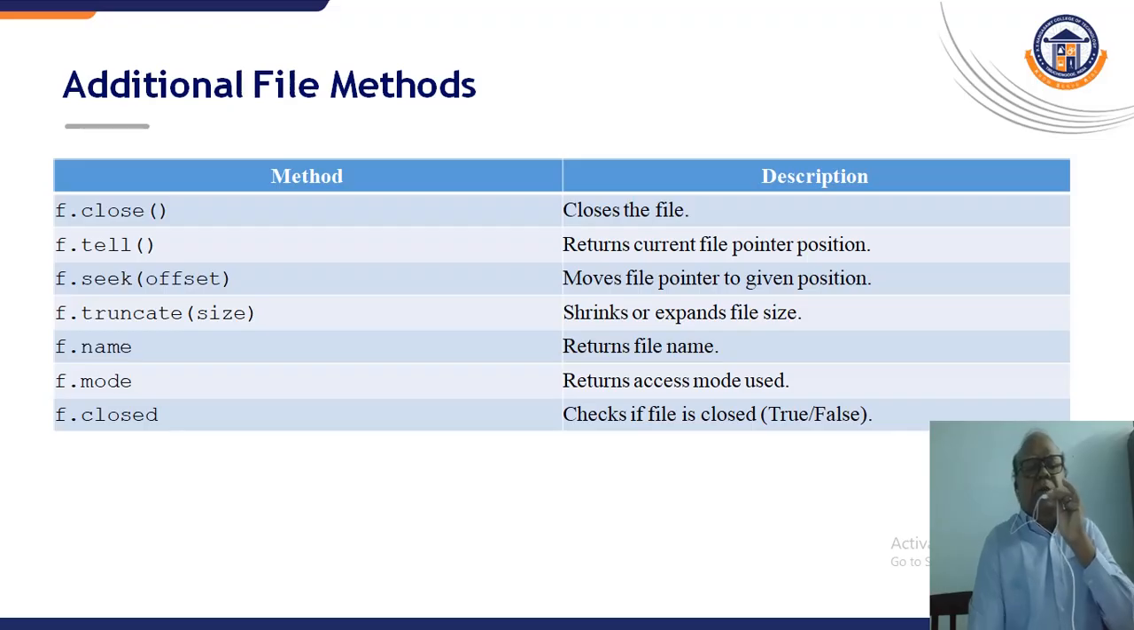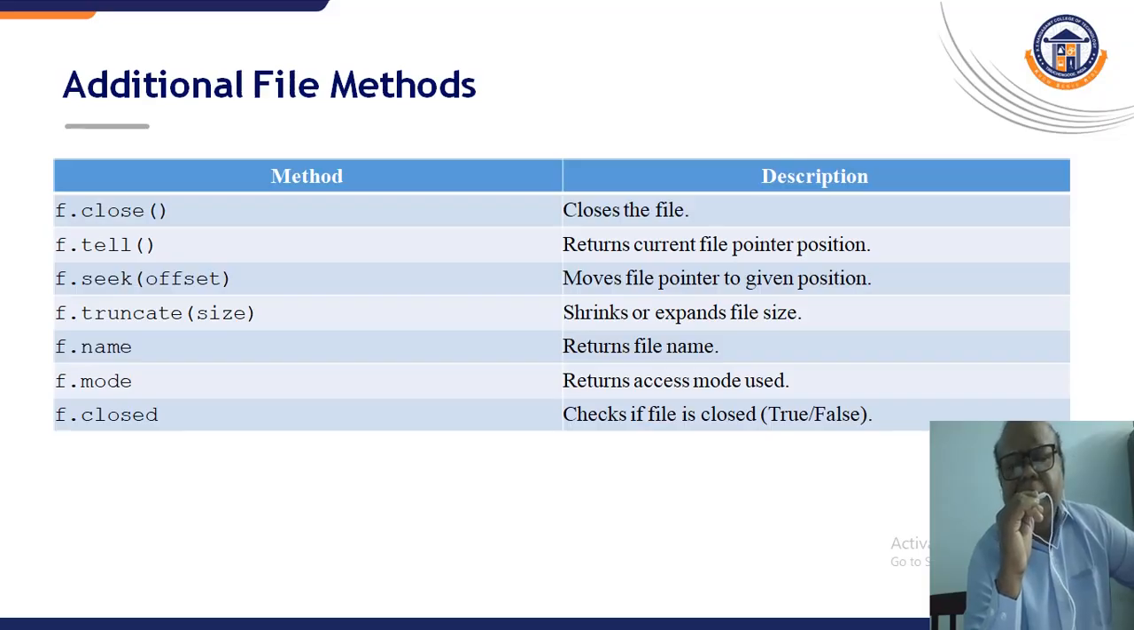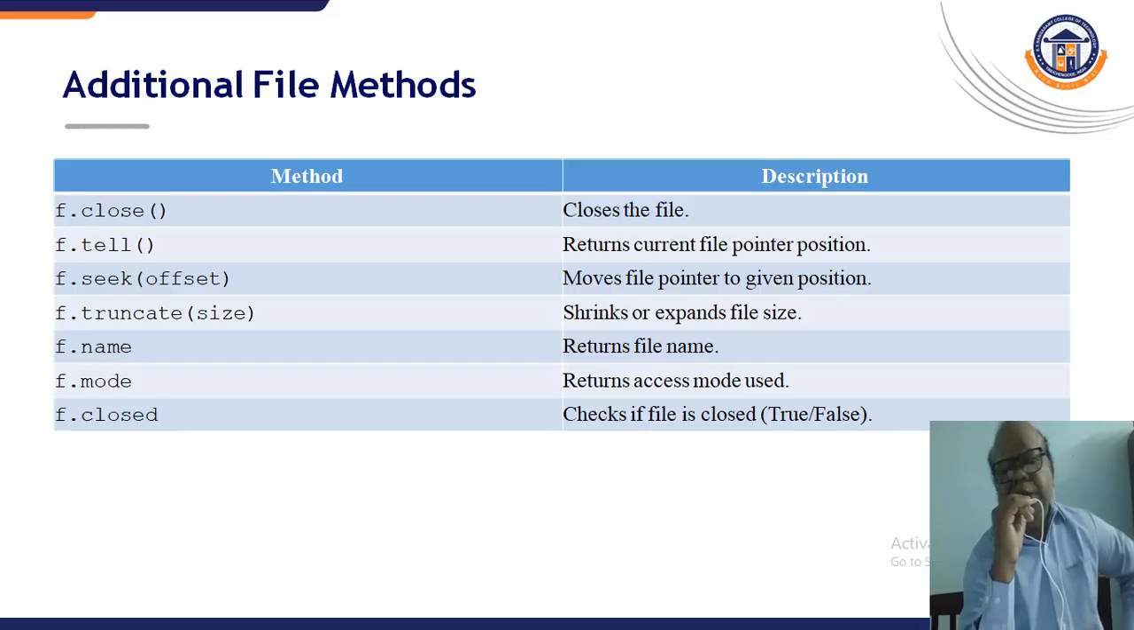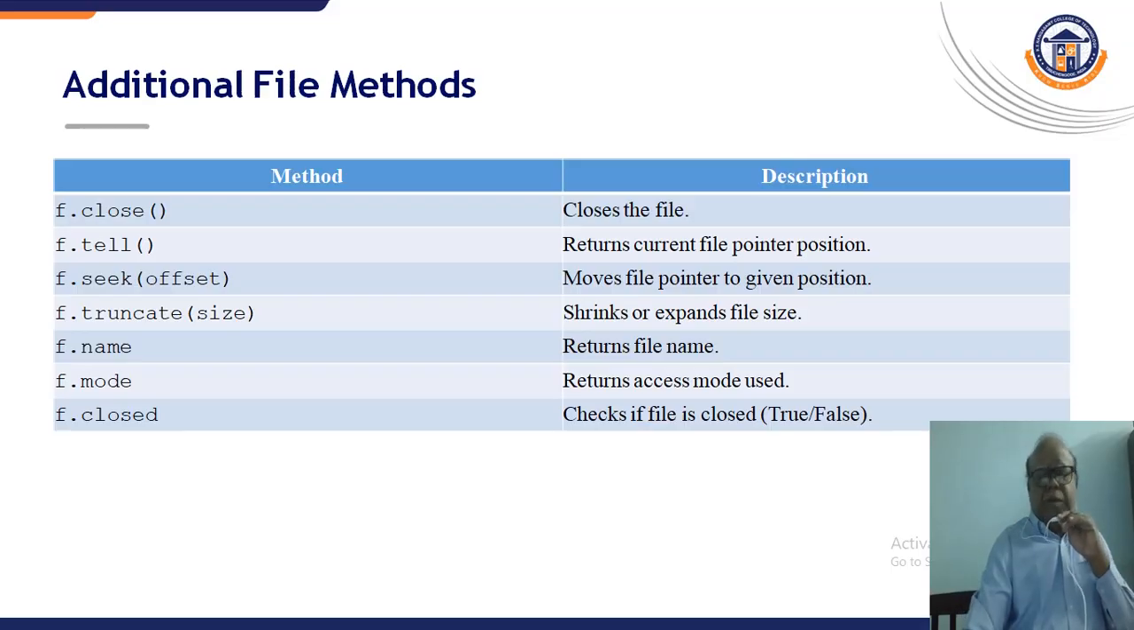Some of the file methods. f.close closes the file. f.tell returns the current file pointer. Seek moves the file pointer to the given position. Truncate shrinks or expands file size. f.name returns the file name. f.mode returns the access mode. f.closed checks if the file is closed.